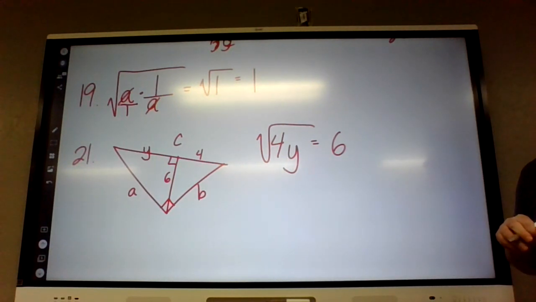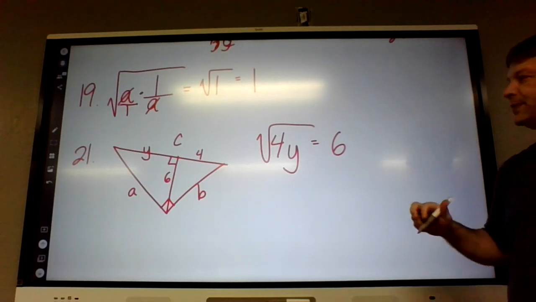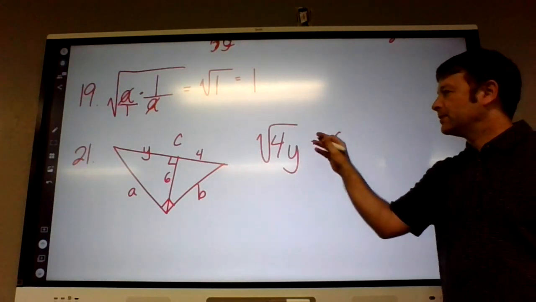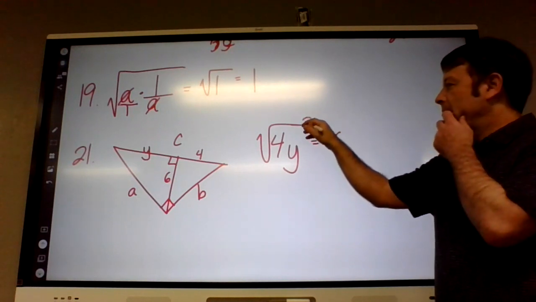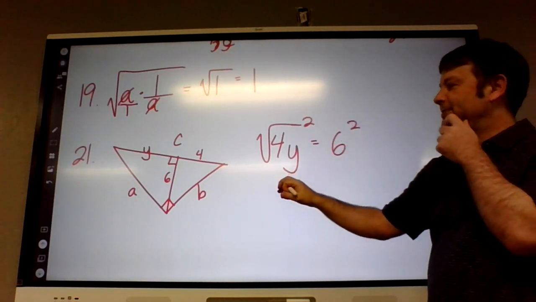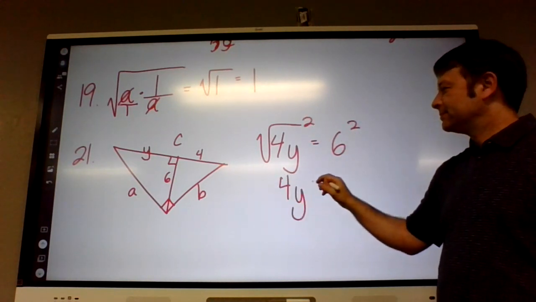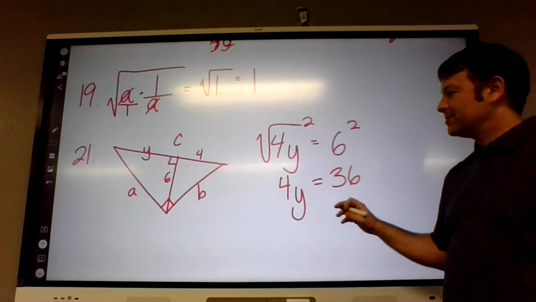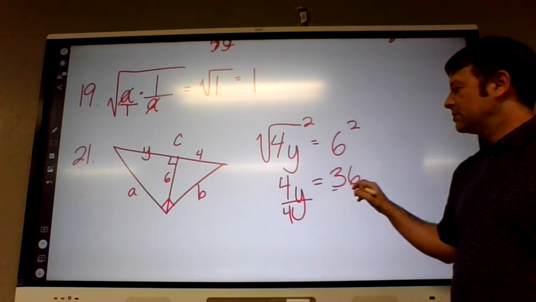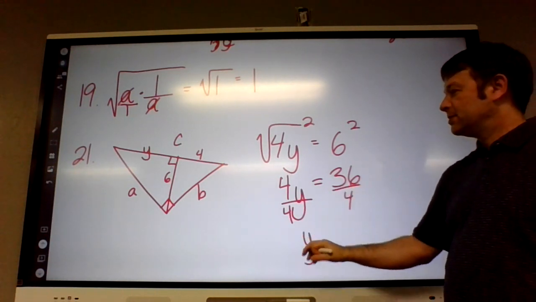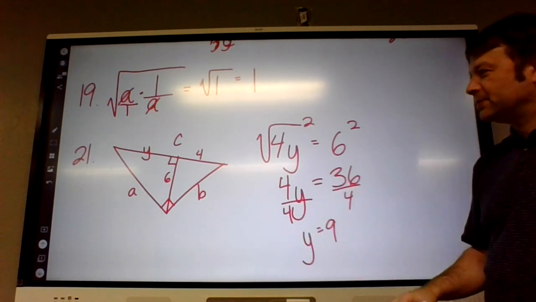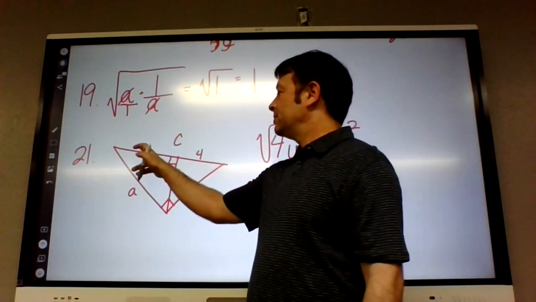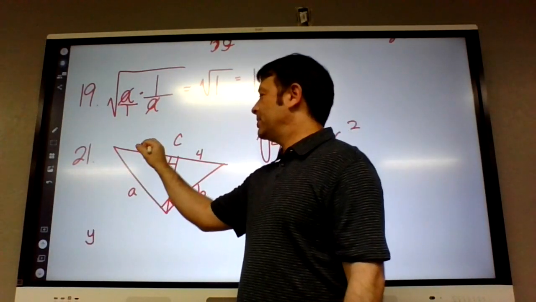So how are we going to solve this for y? You square it, take the square root away. And then you divide by 4. Y equals 9. Okay, so I'm gonna get rid of that and put a 9 right there.